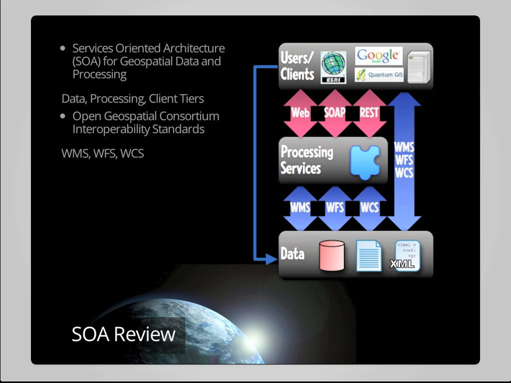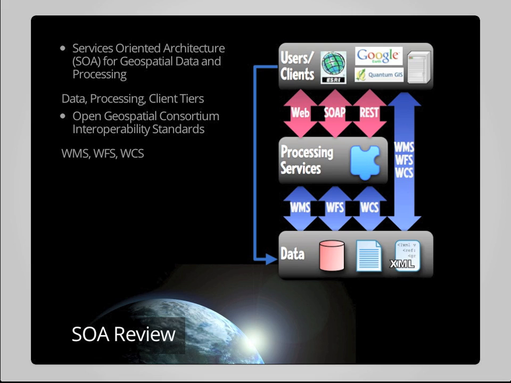As was introduced in the earlier part of the course, we are working within the context of a broader concept of a services-oriented architecture for geospatial data and information. That services-oriented architecture, or SOA, consists of at least 3 tiers. The first is an underlying data tier that is optimized for the management of data in a variety of formats.